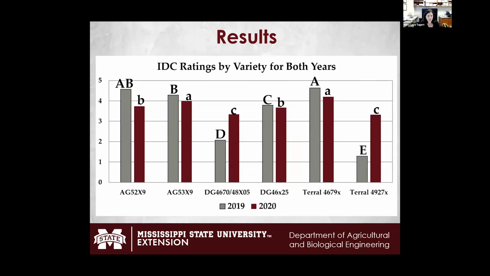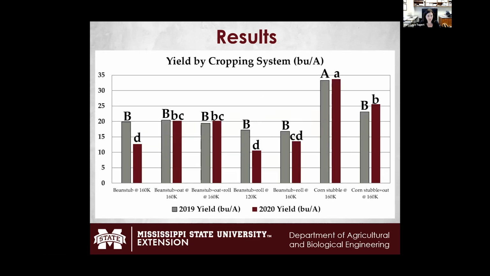So now to look at the results by variety, this is pretty clear in both years. The Terrell 4927X variety rated better as far as symptomology goes. And that was pretty consistent. You can see that the ratings, you could argue that they might be a little subjective. 2 different people did the ratings in 2019 and 2020, although we see here they are fairly consistent from 2019 to 2020. So now to look at the yield, yield by cropping system.